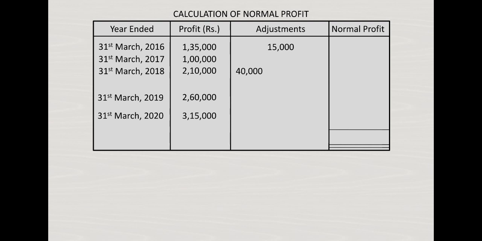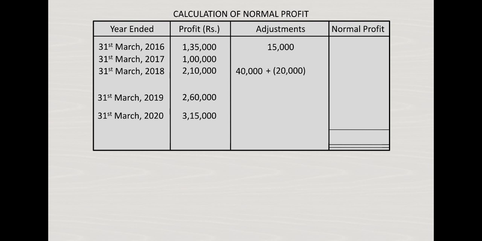Then abnormal gain was incurred in the year ended 31st March 2018. As it is abnormal gain, it must have increased our profit. So now we will deduct this amount to decrease that profit, to normalize it.